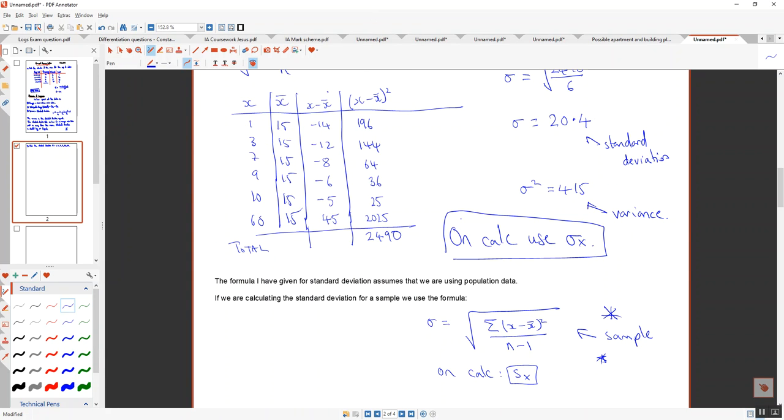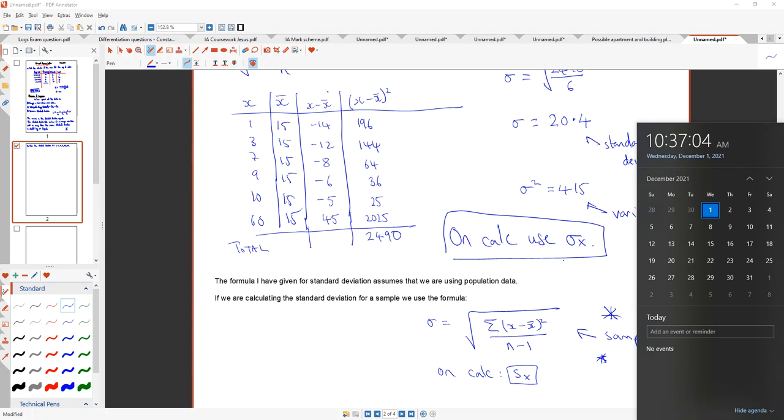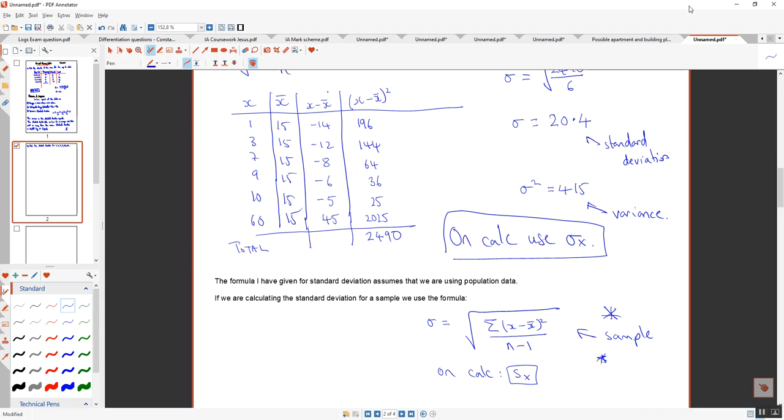Is it because a sample is less likely to include outliers, so the standard deviation is more likely to be naturally more? Because think about it.